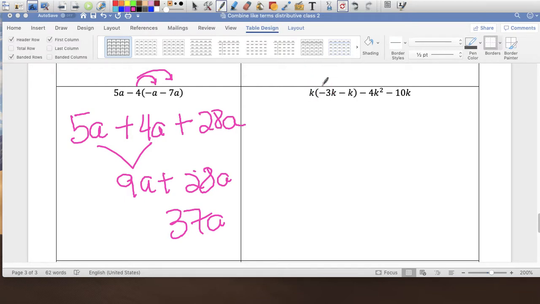So here's the k case. So k, positive k, right? So positive times a negative is going to be a negative 3k to the second power. Positive times a negative again is going to be negative. k times k is just k to the second power. Copy the rest, because the rest is doing absolutely nothing.